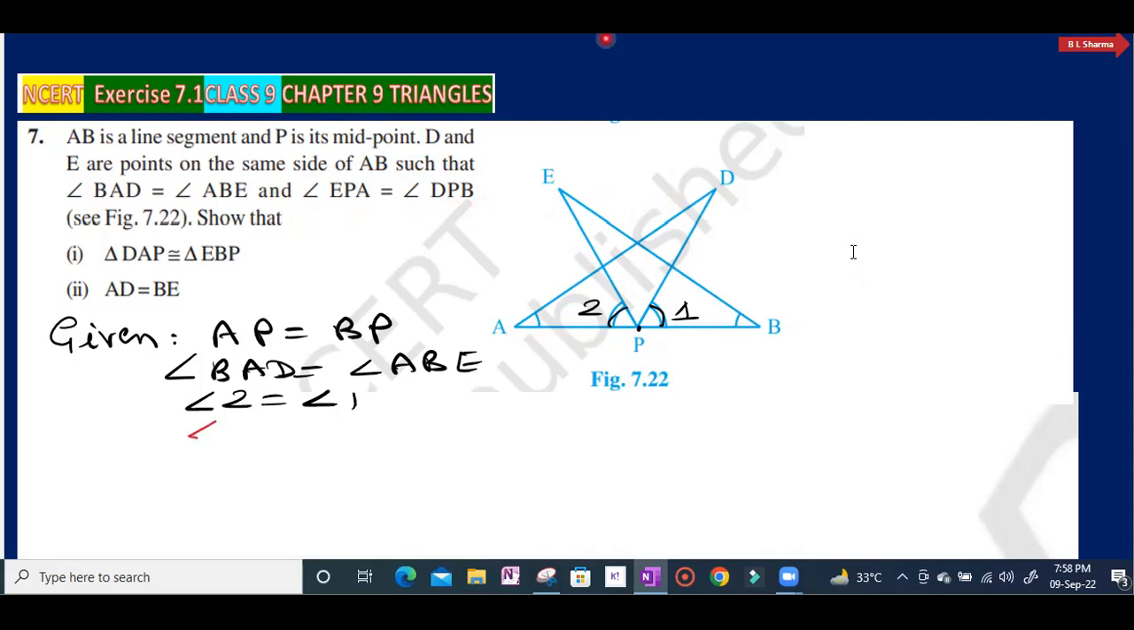It is also given that angle A means BAD, angle BAD is equal to angle ABE. BAD means angle A is equal to angle B, or we can say let this angle be angle number 3, and this is angle number 4. This equal to this. But we have to prove that triangle DAP is congruent to triangle EBP.